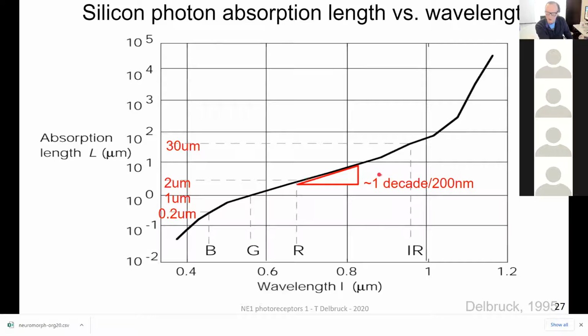In fact, it changes about one decade every 200 nanometers within that range. So for a red photon, the absorption length is around, say, 3 microns, and for a blue photon, the absorption length is around 0.2 microns. So blue light gets absorbed right at the surface. Red light can penetrate down. And what about infrared light? Its absorption length is like 30 microns. So it really penetrates deep into the silicon.